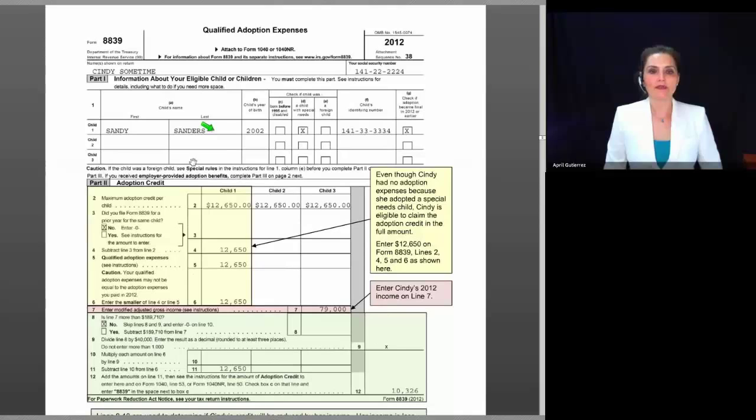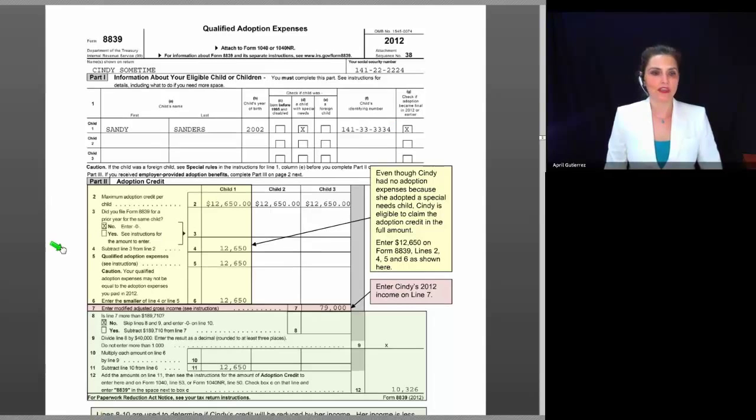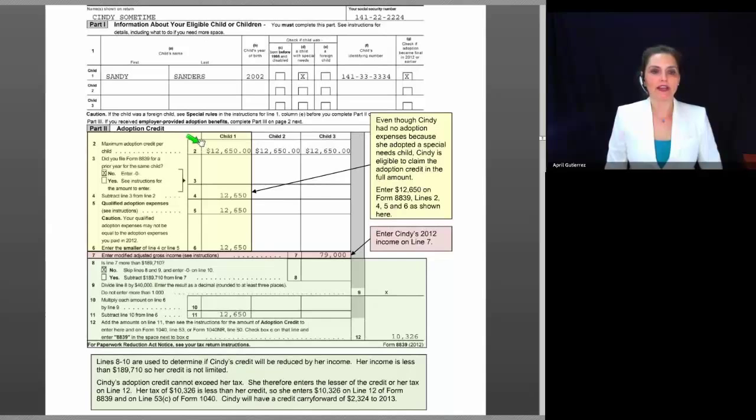Well, we have Form 8839 attached, and on it we enter the name of the child, the year of the child's birth, the fact that the child was special needs, we check the appropriate box, we enter the child's Social Security number, and then check if the adoption became final in 2012 or an earlier year, and in this case it became final in 2012. Then we enter the maximum amount of child adoption credit that can be claimed, and that's $12,650. And then it asks, were there any prior year amounts claimed for that child under the adoption credit? And the answer is no. So we're done. $12,650 is the maximum potential adoption credit.